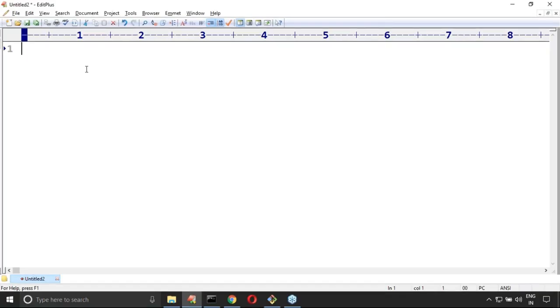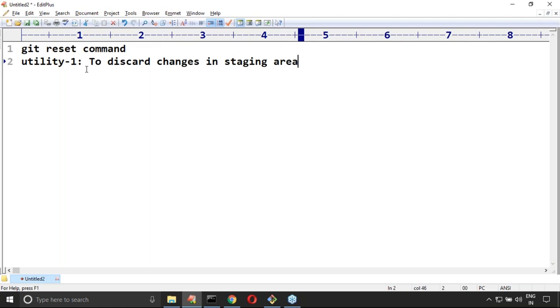In the last video we covered the git reset command. The first utility we discussed, do you remember what it was? To discard changes in the staging area. We already covered this terminology.